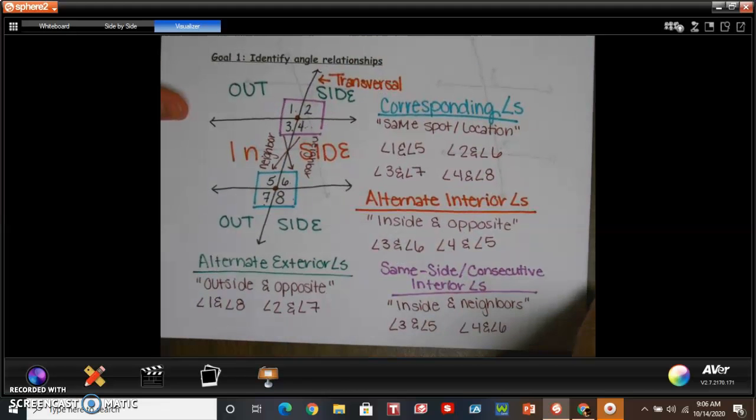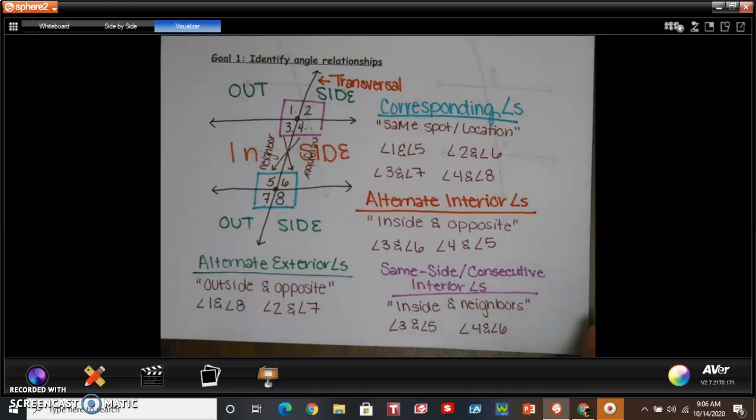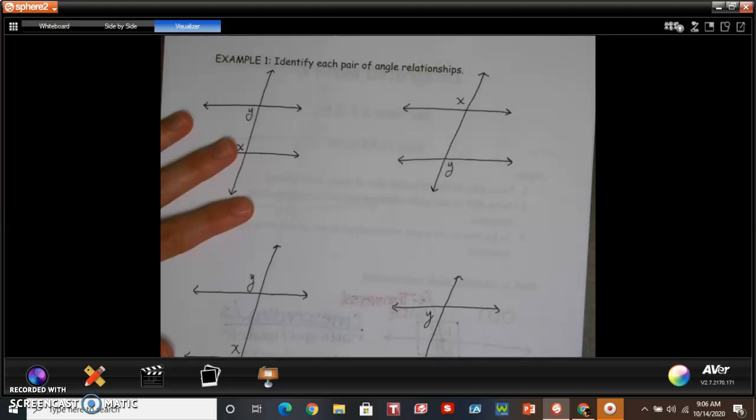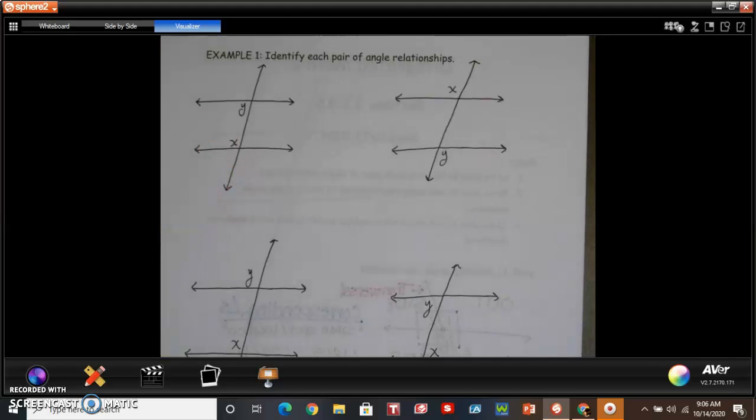If you need to pause to write all this down, I know it's a lot of information, go right ahead. If not, we're moving on to example 1. Remember that these are examples that you'll see on the assignment for assignment number 2. All right, identify each pair of angle relationships.